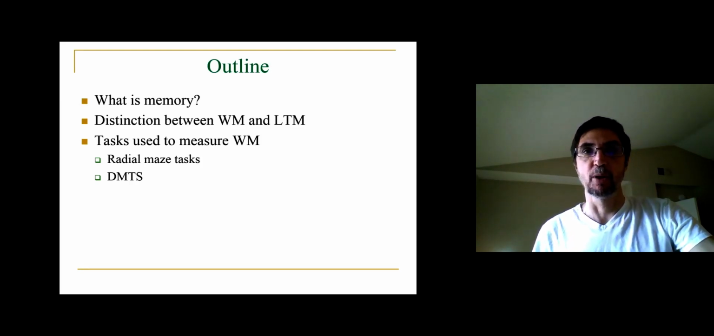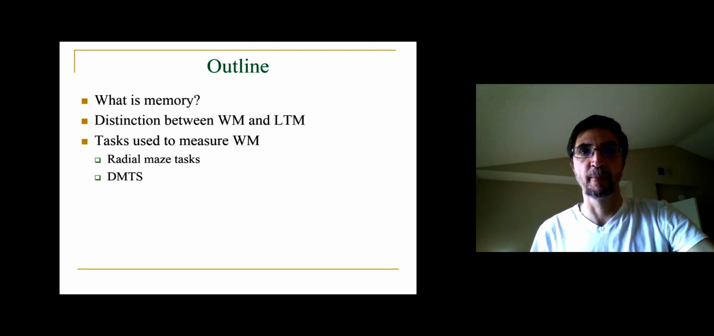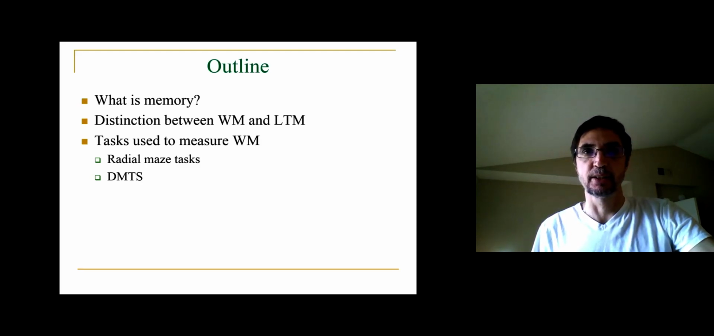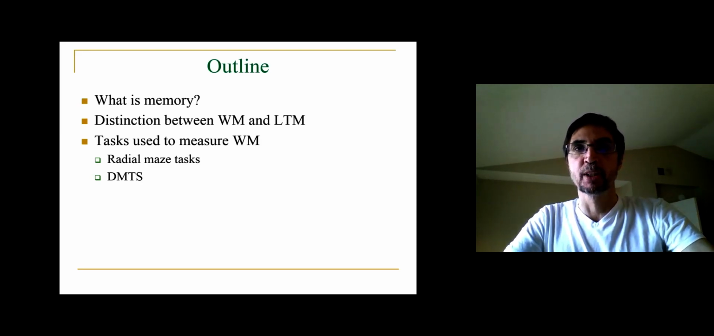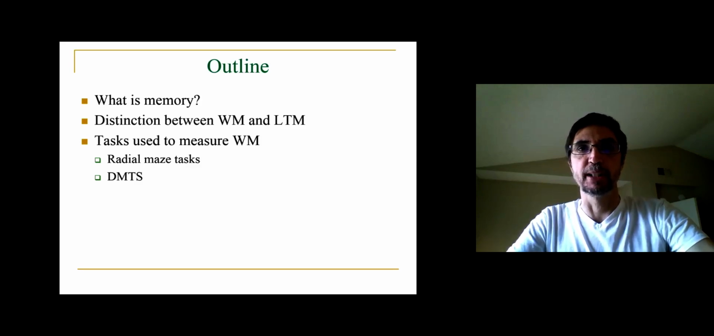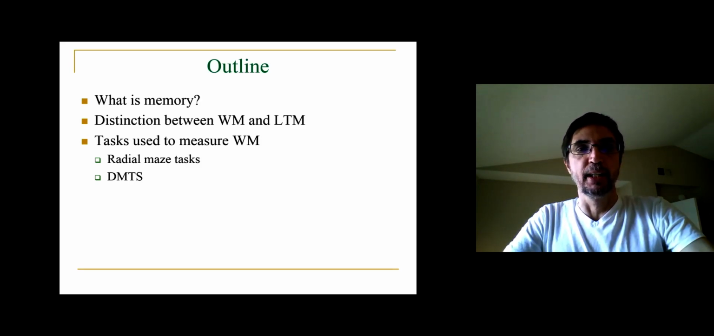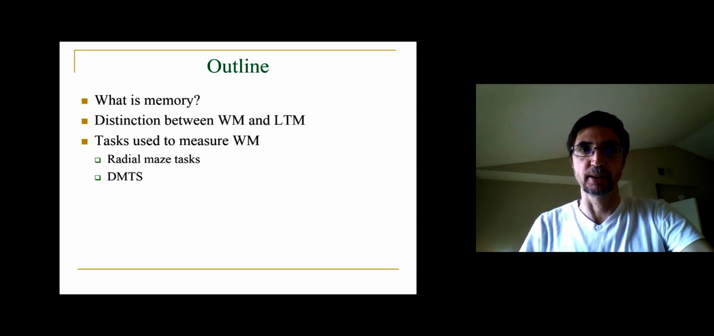We're going to begin by talking about what memory is, and then we're going to begin discussing the distinction between working memory and long-term memory, but the focus of this part is going to be on working memory and some of the methods that have been developed to assess the working memory capacity of individual species. To that end, we're going to discuss radial arm mazes and the delayed match to sample task. And in the second part of this lecture, we're going to discuss a third method for measuring working memory capacity.